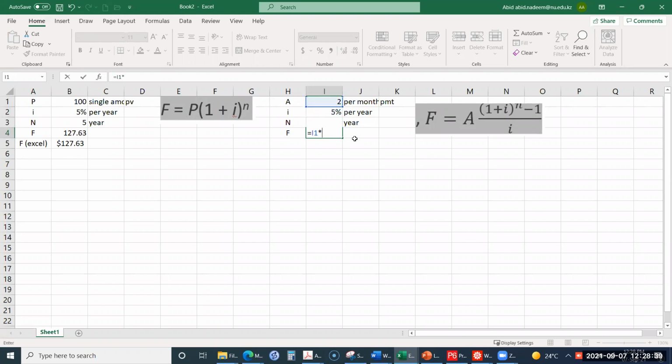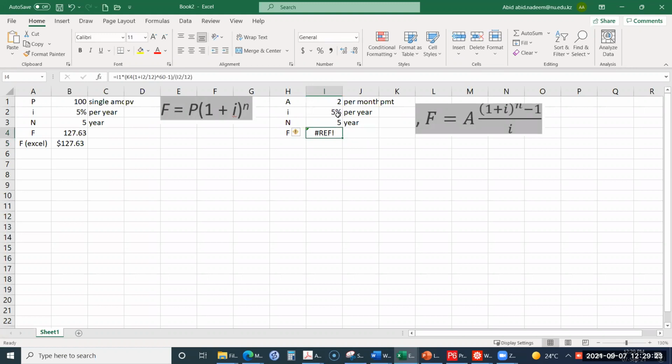So it will be A multiplied by 1 plus 5%, because that is per year, divided by 12, so it will be per month. And its power, for 5 years, there will be how many months? 60 months. So I will take 60, and then minus, and close the bracket. I need to put one more bracket over here, and then I will divide by the interest rate. The interest rate is again this 5% divided by 12, and this will be the value of F.